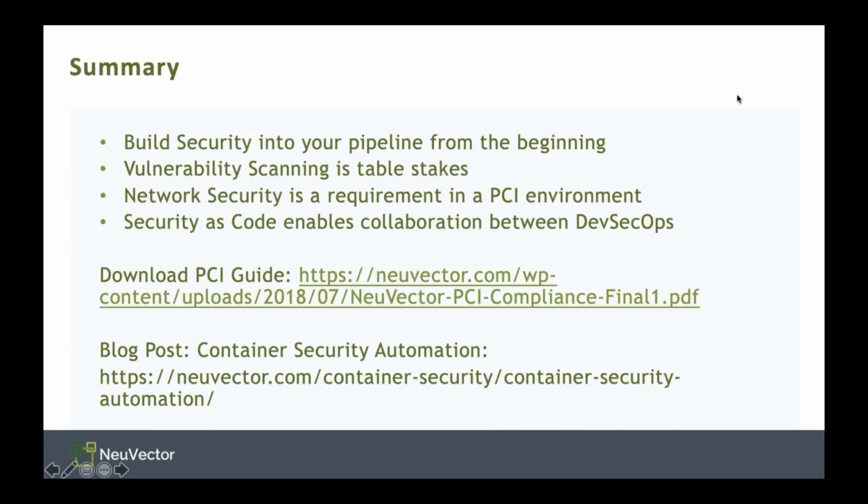And Henrik, you want to summarize what we covered today? Yeah, happy to wrap this up. That was a long but hopefully educational session here. We showed you how to build security into your pipeline from the beginning. Vulnerability scanning is table stakes, but it has to be implemented from the very beginning to the very end. As you've seen, network security is a requirement for the PCI compliant environment. And as Glenn just showed you, security as code really enables collaboration between DevSec and Ops. And that is a super exciting new thing that we're showing customers.